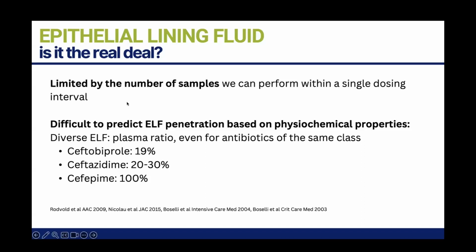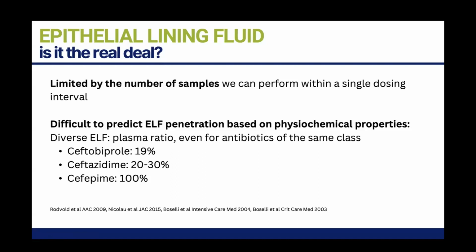For example, for ceftobiprole, the ratio is 19%, ceftazidime is 20 to 30%, but in cefepime, one paper reported that the penetration is up to 100%. So this is somewhat the same molecule, cephalosporin, but the penetration ratio is very diverse in the same class.